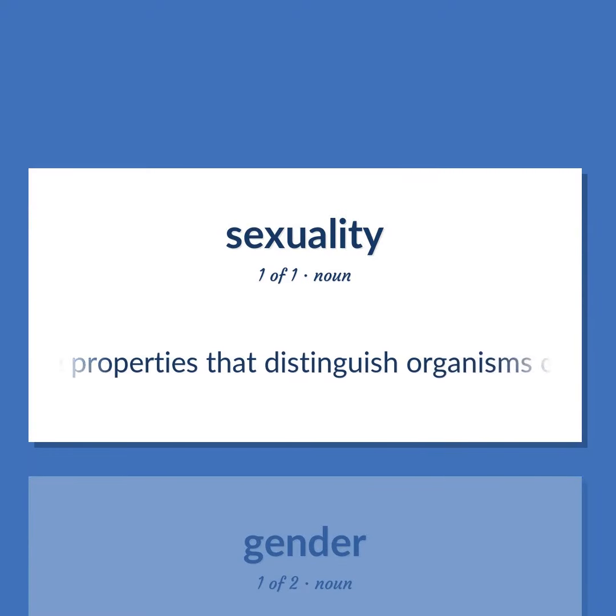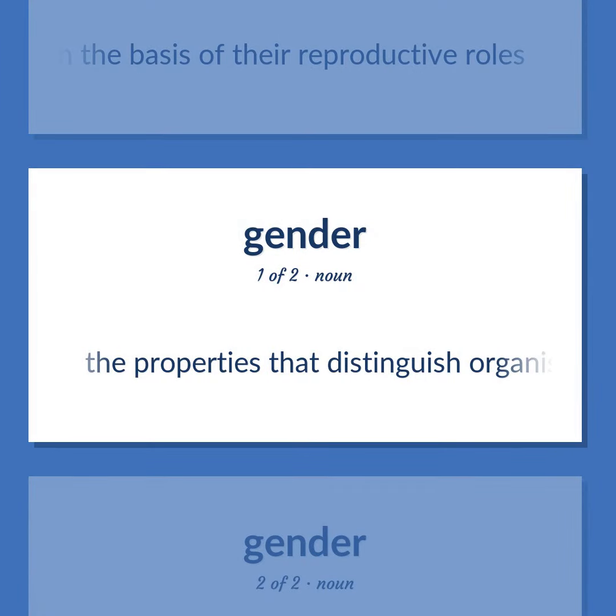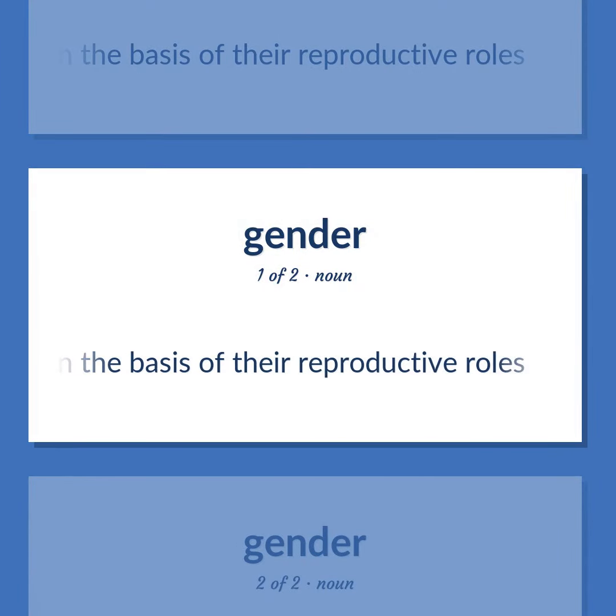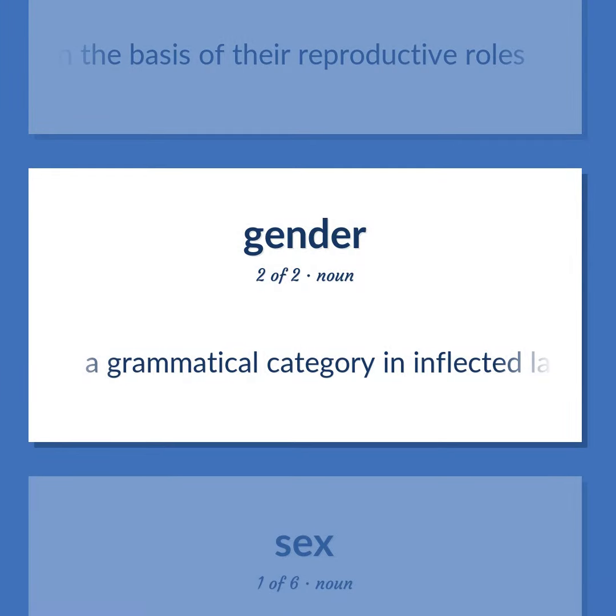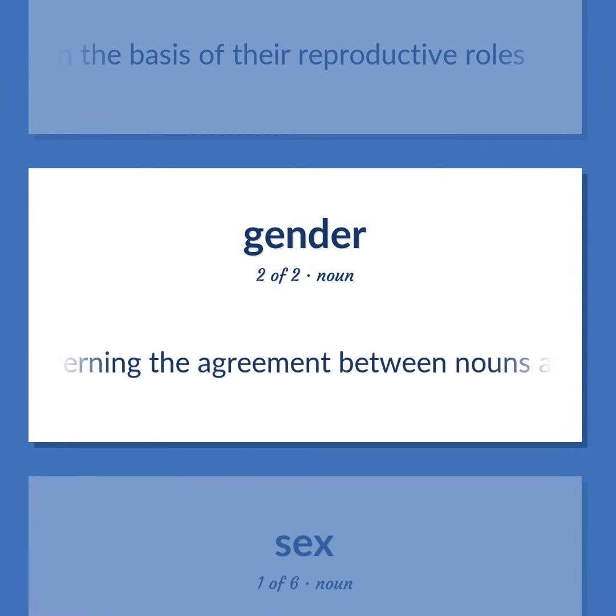The properties that distinguish organisms on the basis of their reproductive roles. A grammatical category in inflected languages governing the agreement between nouns and pronouns and adjectives. In some languages it is quite arbitrary, but in Indo-European languages it is usually based on sex or animateness.